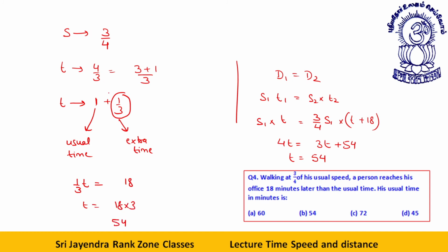So if you are good at calculation, what you'll do: speed 3 by 4, time becomes 4 by 3. 4 by 3 means 1 plus 1 by 3 extra. This 1 by 3 is given to you as 18, so 1 will become 54. This is the way of doing these sort of questions. Okay.